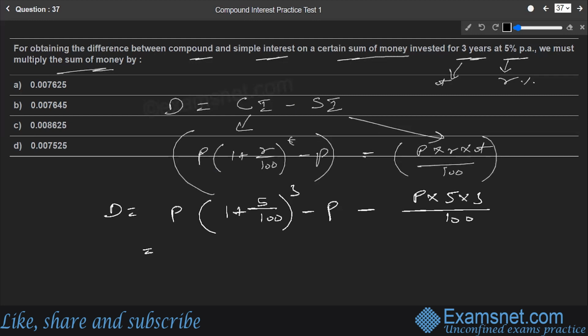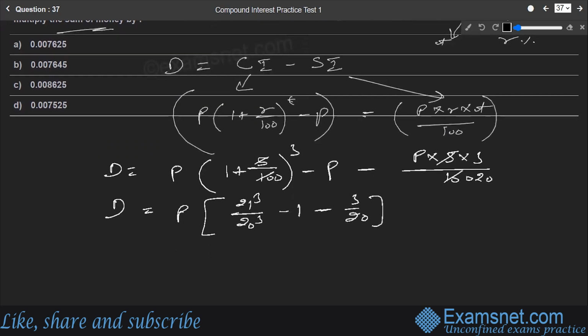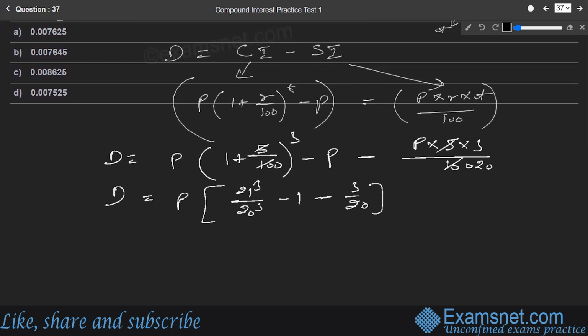So if we take the P part as common, we are left with 1 plus 5 over 100, which is 1 by 20, and this is 21 by 20. So we'll have to do 21's cube divided by 20's cube minus 1, because P had been taken common, minus, then if we solve this, 5 divides 100 by 20, so it's going to be 3 by 20 here. Okay, so this is the difference. If we solve this a little further, P is still outside, and it's coming out to be 1261 divided by 8000, that is 20's cube, minus 3 by 20, that is the final thing that we are getting.